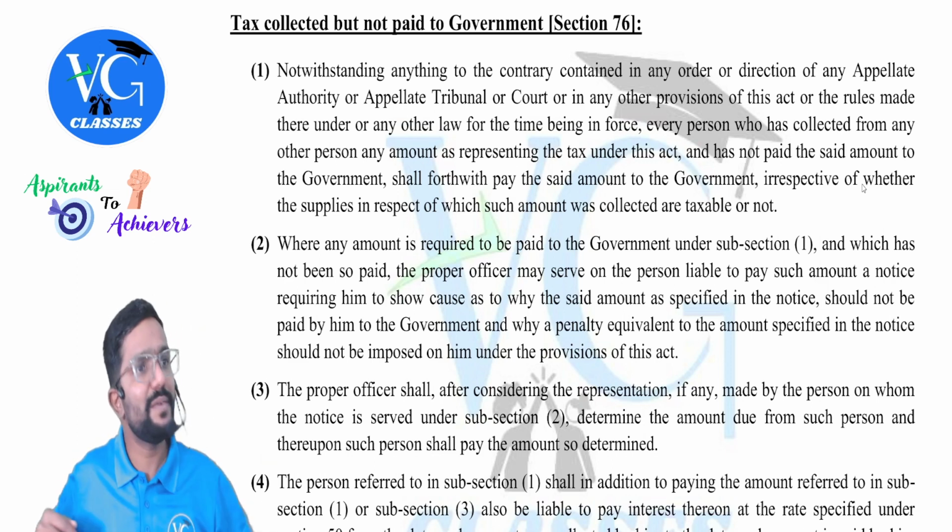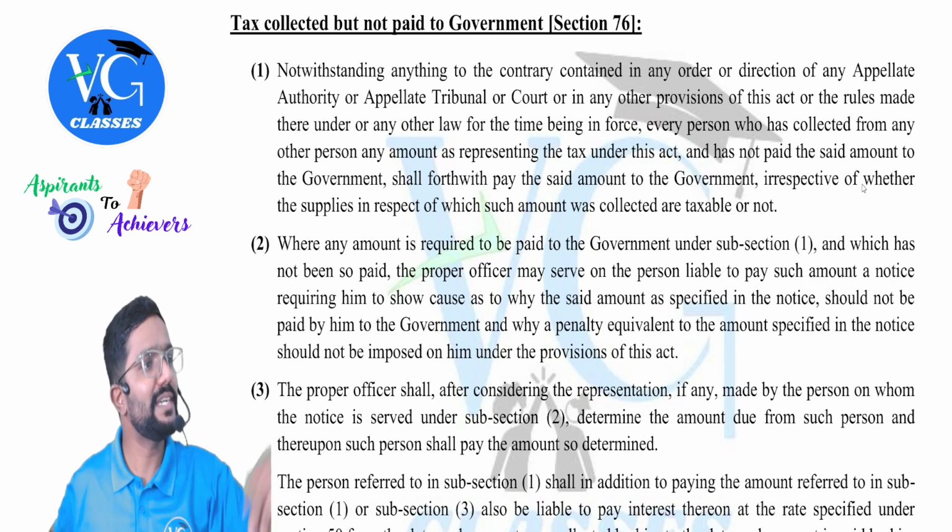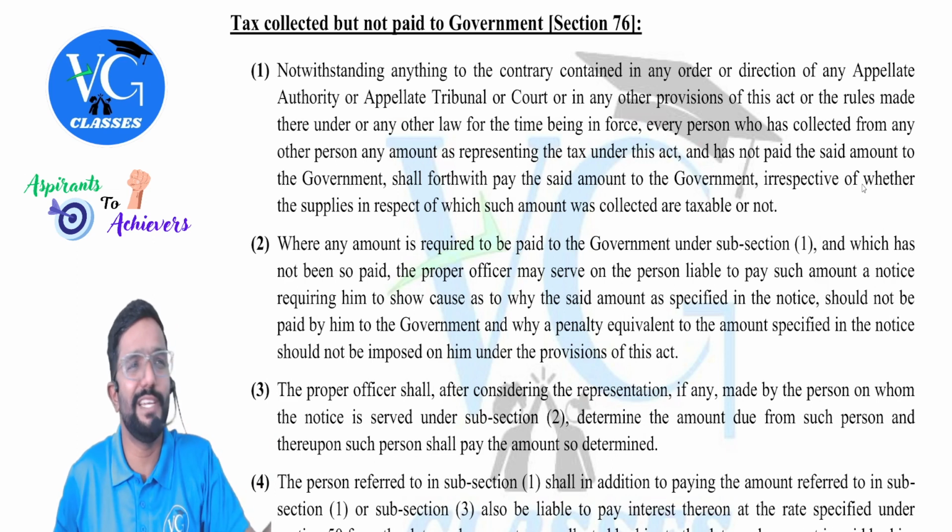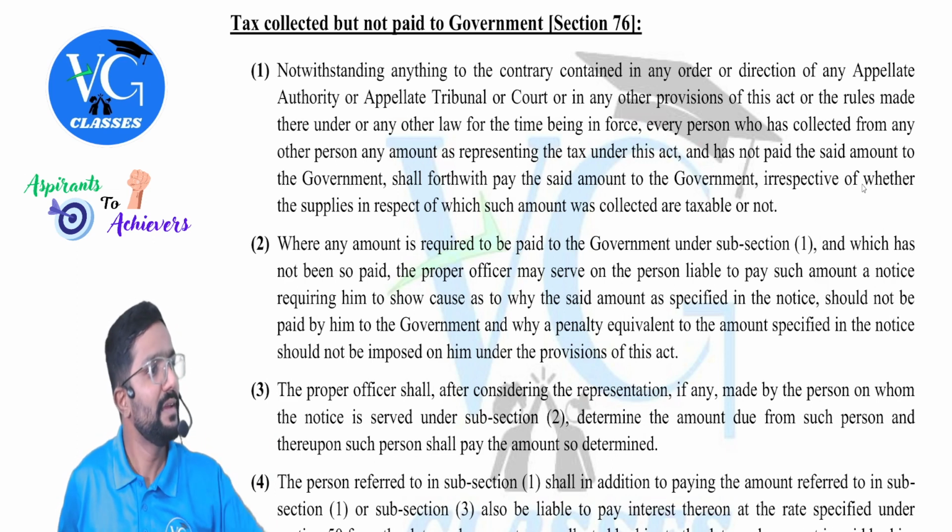Now assume my outward supply was exempt. Still, I have collected tax from my recipients. My recipients didn't know this; they were not supposed to pay tax on that. I have collected. Now, should I give it to the government or should I keep it? I have to give it.